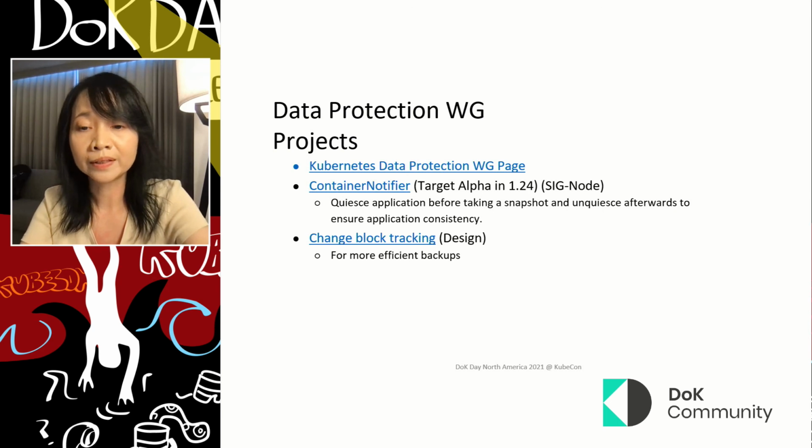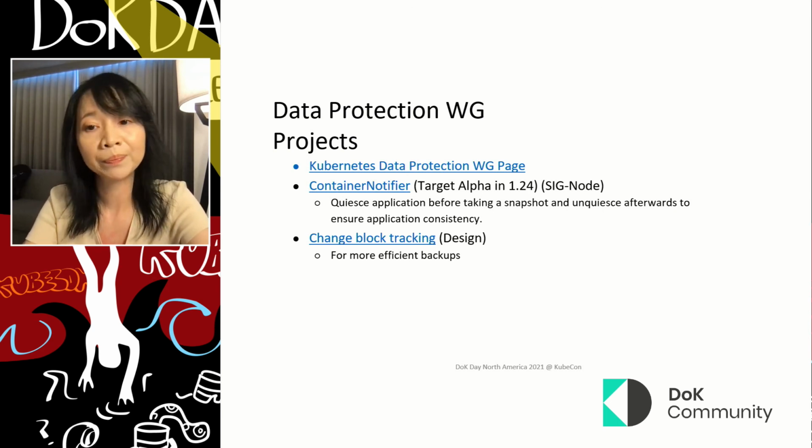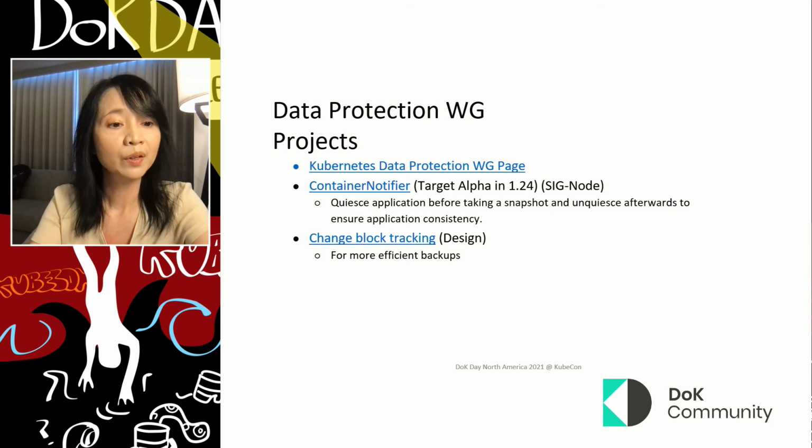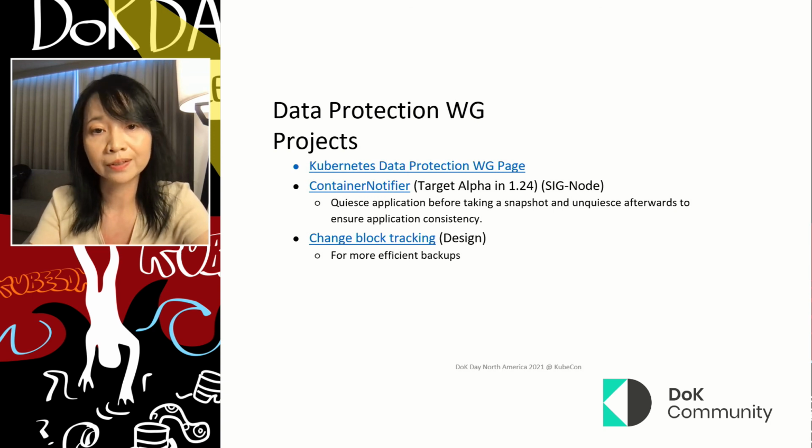And the second one is change block tracking, CBT. Without CBT, backup vendors have to do full backups all the time. This is not space efficient, takes longer to complete, and needs more bandwidth. Another use case is snapshot-based replication, where you take snapshots periodically and replicate to another site for disaster recovery purposes. Without CBT, we can either do full backups or call each storage vendor's API individually to retrieve CBT, which is highly inefficient. We are currently working on a design for this feature.